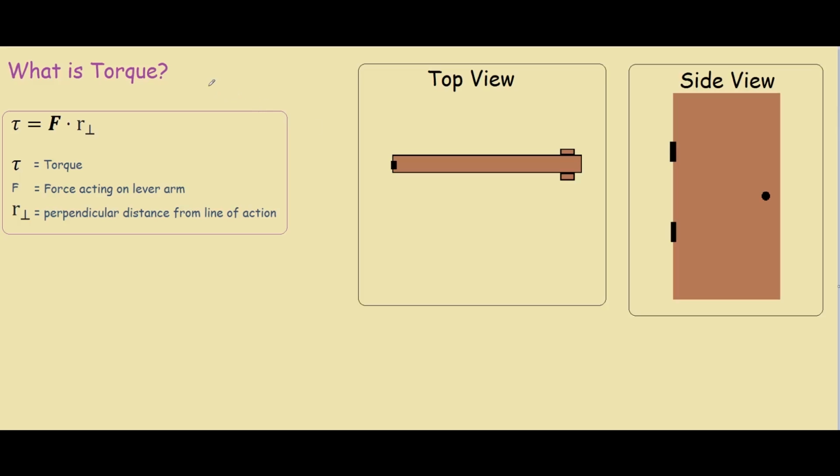Hey guys, the aim of this video is to explain what torque is. So let's go through an example over here on the definition of torque. Let's say we have a door over here. We treat this point, the hinge, as the pivot.